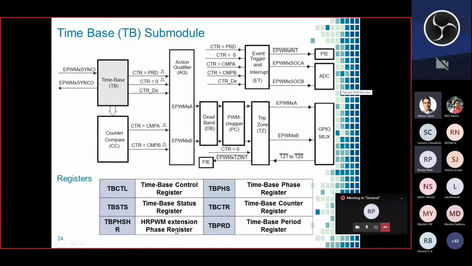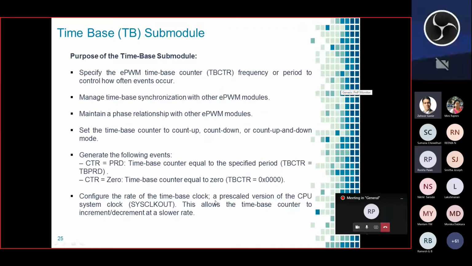But the mostly used are the time-base period register and the time-base counter register. These two are mostly used for implementing any PWM technique. So what is the purpose of this time-base module?